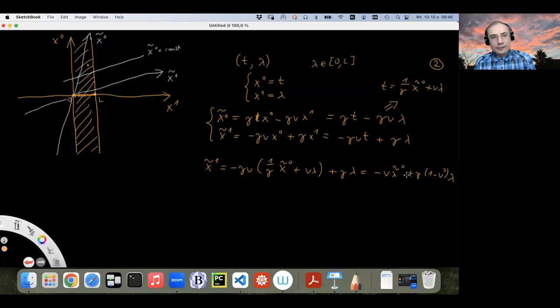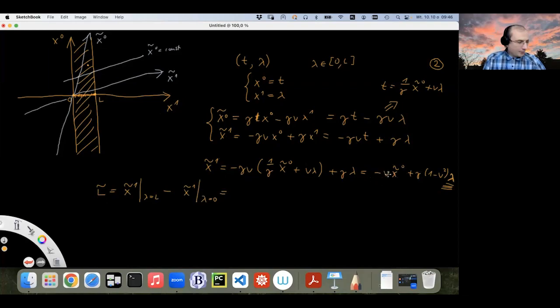Okay, so now we know that at a given time in the moving frame, the position of an element of the bar parameterized by lambda is given by this formula over here. This is x tilde naught. Now, in order to calculate the length in the new frame, so let's call it L tilde, what we simply need to do is to subtract the position of one endpoint from the other endpoint. So let's try to do it. So we take x tilde 1 for lambda equal to L minus x tilde 1 for lambda equal to 0.